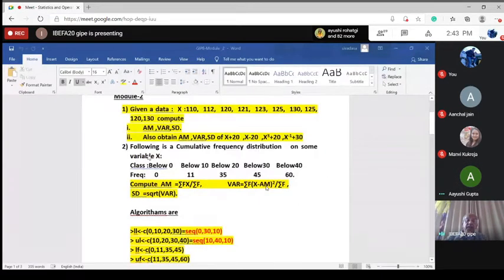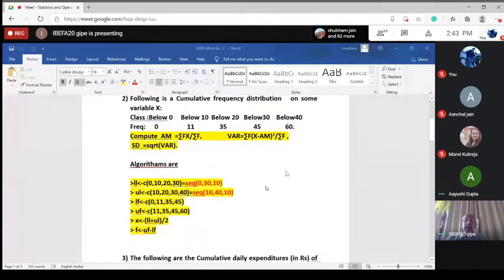Question number 2 is cumulative frequency distribution. It is not like module 1. It is cumulative: below 10, 11; below 20, 35; below 30, 45; below 40, 60. So first you have to compute classes and frequency like module 1. I have done that in the class. Algorithms are shown on the handout.